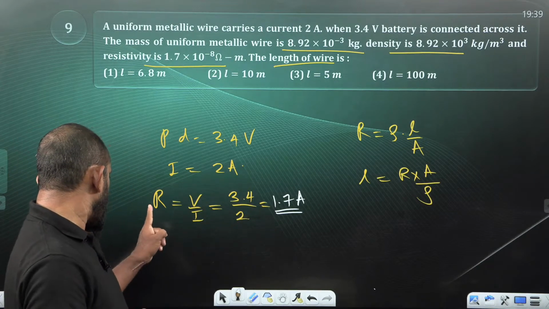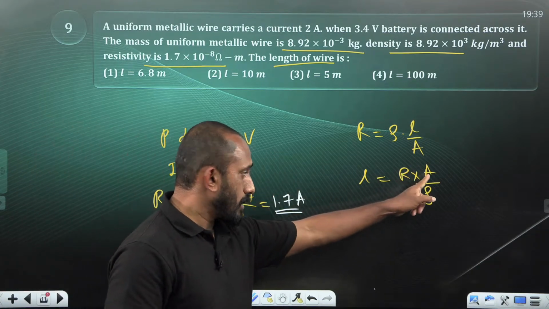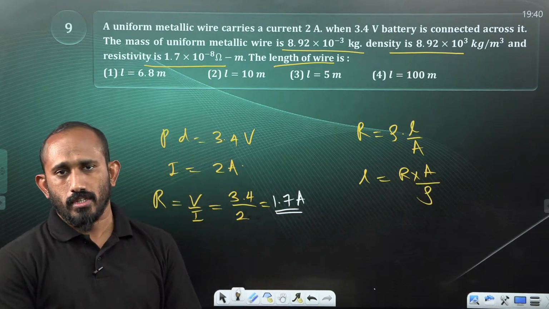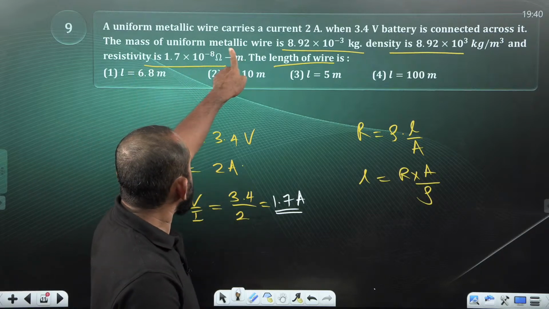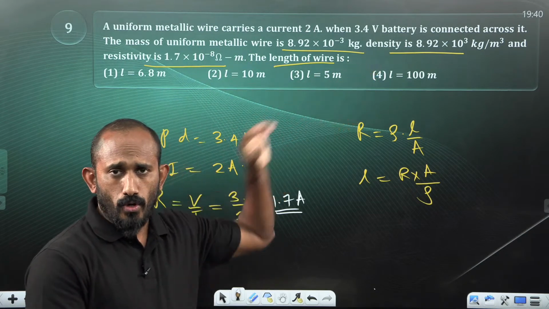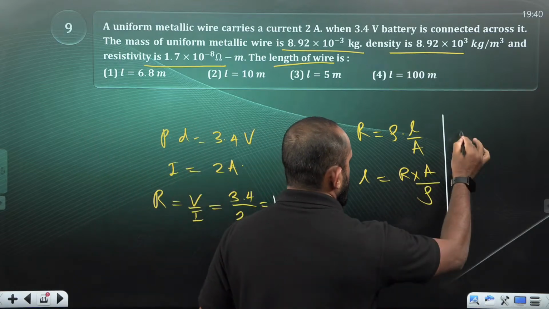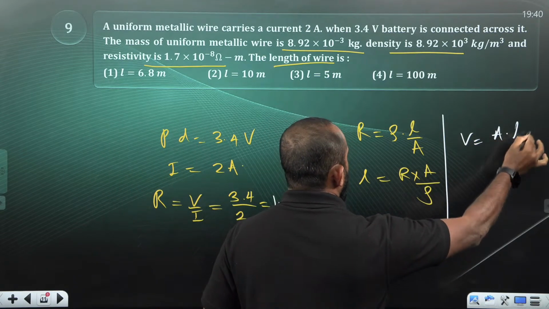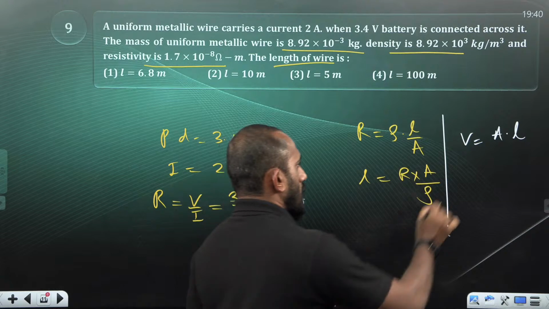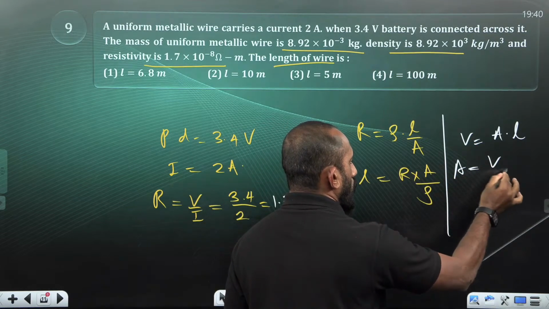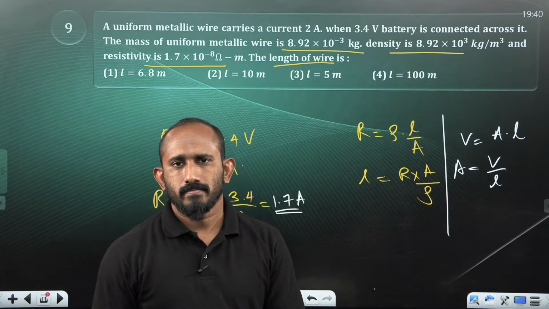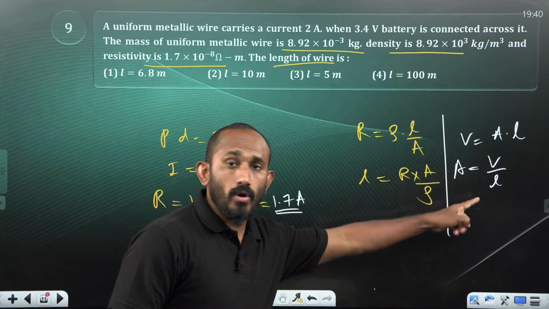Okay. Now that is resistance. Can substitute here. Now what will A be? To get the area of cross section, we have mass given, density given. You know, the volume of a wire V will be equal to area of cross section into length. So the area of cross section will be volume by length. So for A you can substitute volume by length there.